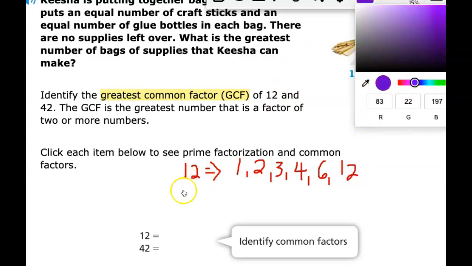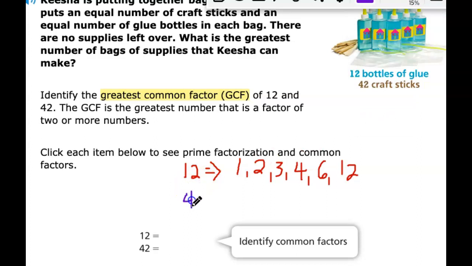What are the factors of 42? Can we list down the factors of 42? So this strategy is by listing. Remember, we have those different strategies that we learned. In a previous example, we learned how to use prime factorization. So if we do not like to do that, there's another option of listing it out.